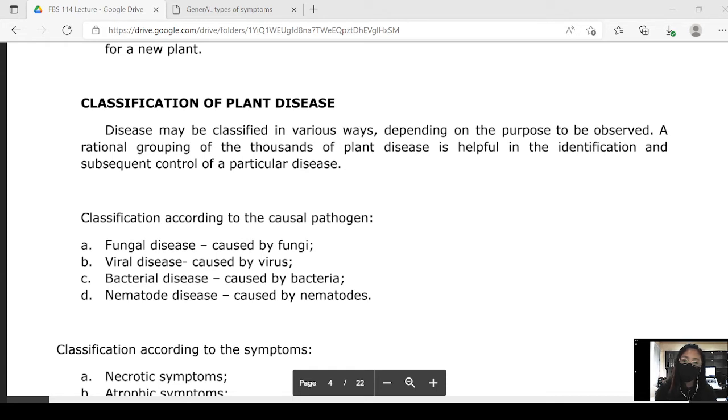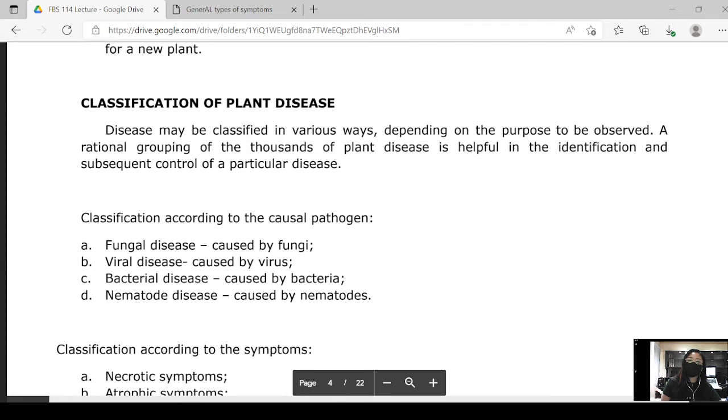And we have bacterial, which is caused by bacteria, and nematode, which is caused by nematodes, a common type of pathogen found in the roots. A nematode is like a worm, very small in size. One of the diseases they cause is root knot, where the roots have lumps or swellings. Nematodes infect or infest the roots themselves, and in effect, they produce signs.